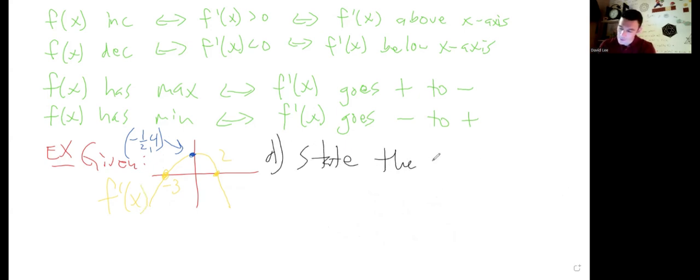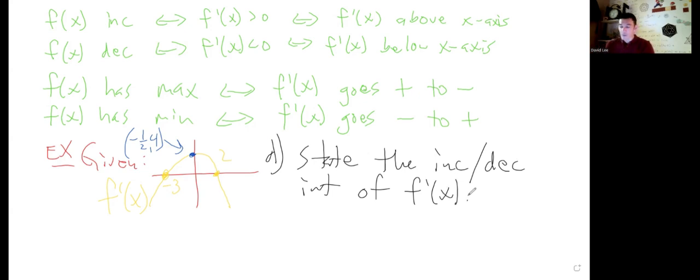State the increase, decrease intervals of f prime. So now I want to know when f prime goes increase and then decrease, not f, f prime. Well, you're looking at the graph of f prime. See that? You're looking at f prime. So just tell me when that yellow graph goes up and when it goes down.